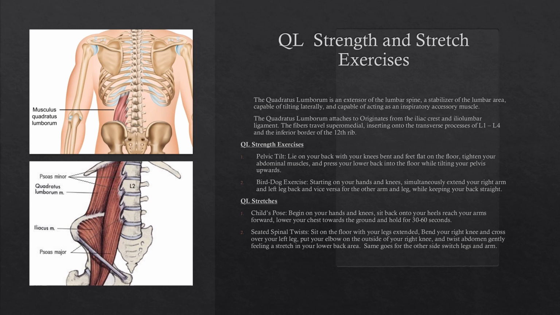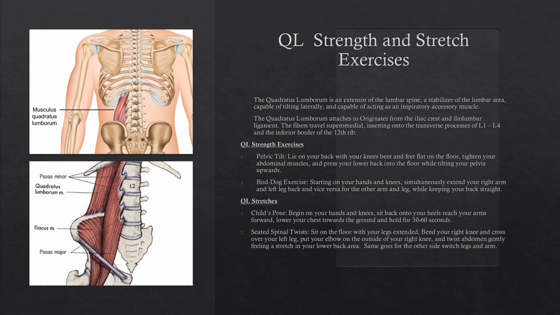For the QL stretches, I did the child's pose, and again, that one you're going to be beginning on your hands and knees. Sit back on your heels to reach forward, lower your chest toward the ground, and hold for a good 30 to 60 seconds. Make sure your butt is back, sitting on your heels.